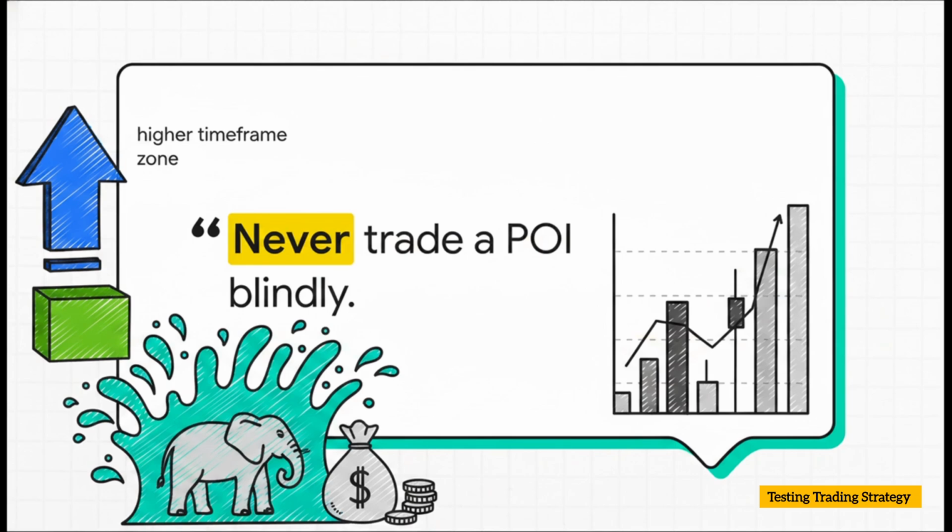Honestly, it doesn't matter how beautiful a block looks on the 4-hour chart. A higher timeframe zone must always prove itself. It has to prove that smart money is defending it by showing you that lower timeframe displacement, that big elephant splash, before you risk a single dime.